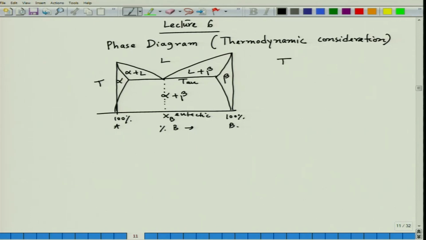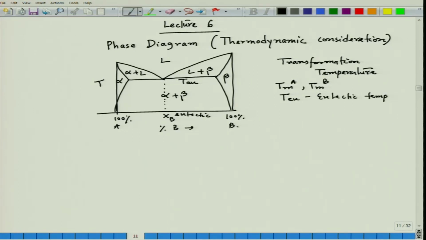For example, transformation temperature, like TMA, TMB, which are the melting point of pure A and pure B, and also T eutectic, the eutectic temperature, and also we can get the information of compositions of alpha, liquid and beta at different positions. Different positions means as per the temperature and composition.